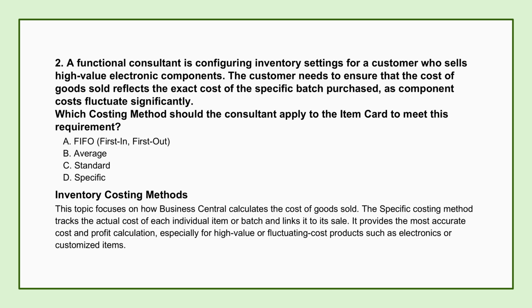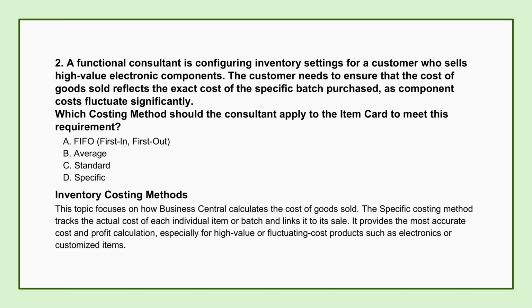Maybe you bought a batch last month for $150 a chip, but this month they dropped to $100. The company selling those needs their cost of goods sold to reflect the exact cost of the specific chip they sold, not an average. Right. Because if you use something common like average cost or even FIFO. Yeah. Well, FIFO might be closer, but average would just definitely smooth it out.